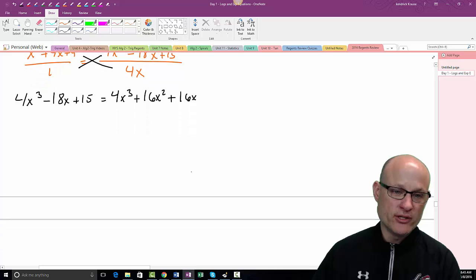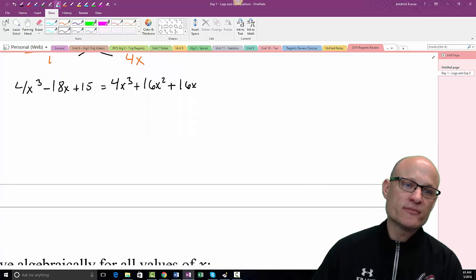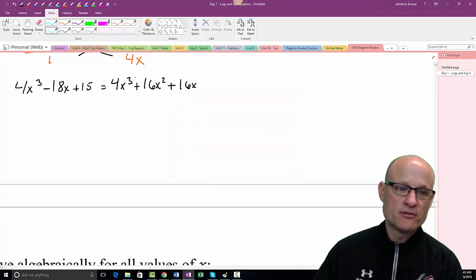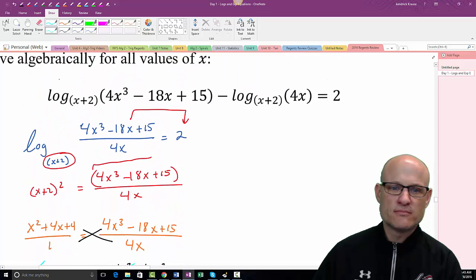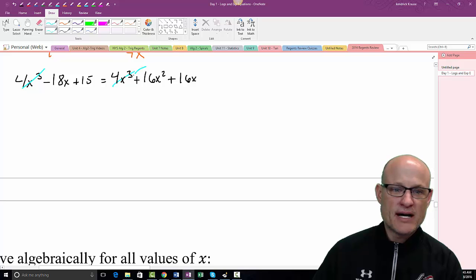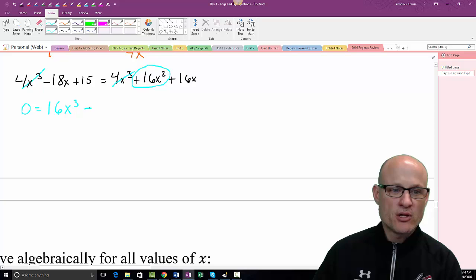The good news is the cubes cancel. That's the good news. The cubes are going to cancel. So there's my x squared. It's positive, so I'm going to bring everything to the right side. So I end up with 0 is equal to 16x cubed plus 34x, right? I'm going to add this 18x over here, minus 15.